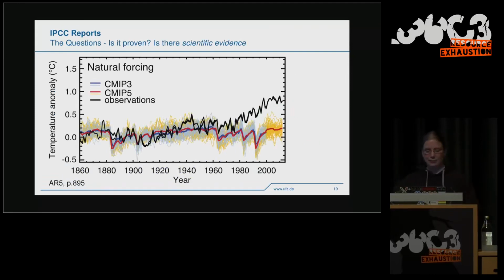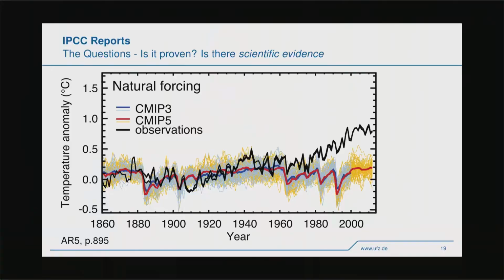So we have a graph here again. On the x-axis, we see again a time scale that reaches from 1850 to today. And on the y-axis, we again see the temperature anomaly, or the temperature difference, exactly, so how much the Earth has warmed up. We see CMIP 3 and CMIP 5 compared, which were the models that were investigated for the AR5.